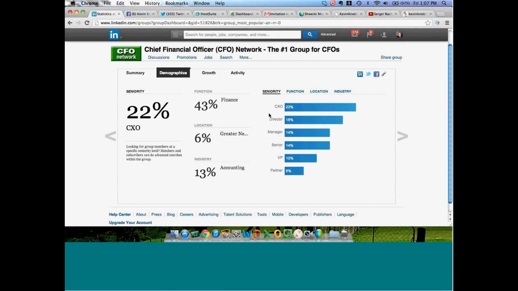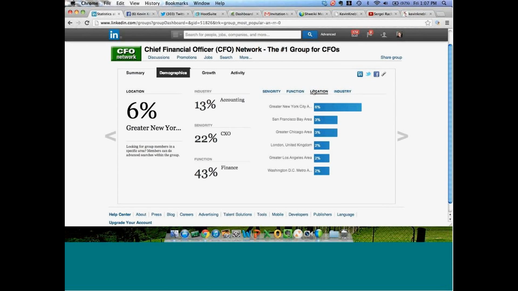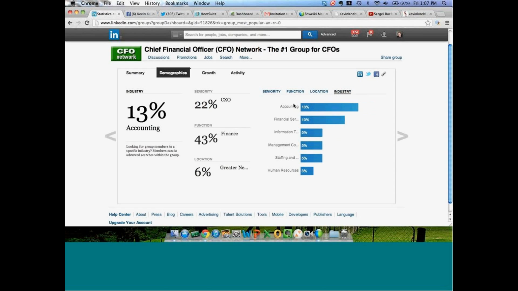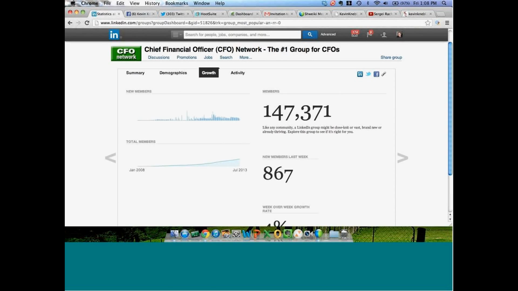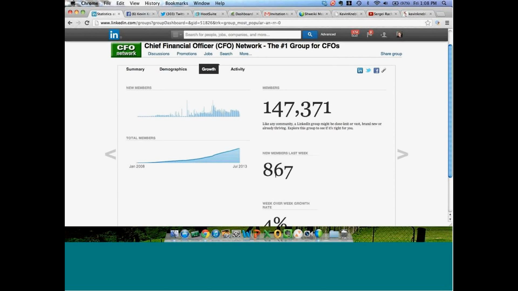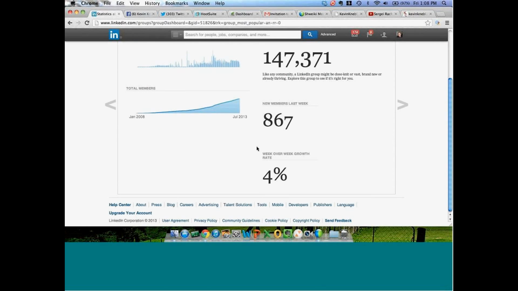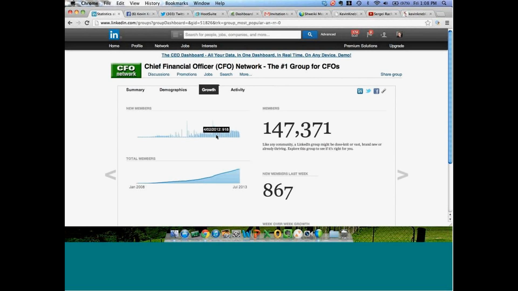Let's look at some demographics. This in a little bit more detail: seniority, locations, industry. Really get a feel for this group before we even determine, or as a way to determine, is this worth our time and effort to network with these people? Is this group growing or dying? Well, this group is definitely growing. 867 new members last week. My goodness.